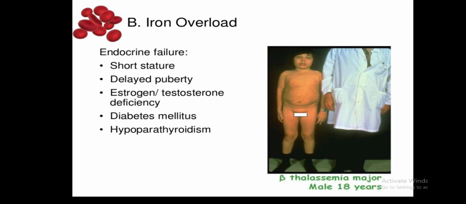As you can see here, this is an 18-year-old male with beta thalassemia major who has had recurrent transfusions, and as a result he has developed iron overload. So, there will be short stature, delayed puberty, estrogen and testosterone deficiency, and they can develop diabetes mellitus, hypoparathyroidism, etc.